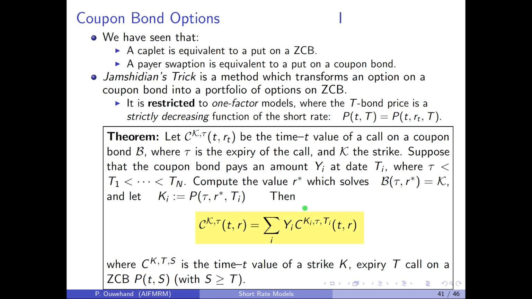In that case, we will show that the value of the call on the coupon bond is equal to a sum of call options on the Ti bonds. Here CKTS, using straight letters rather than curly letters, is the time t value of a call with strike K and expiry capital T on a zero coupon bond. So these are calls on zero coupon bonds where the strike is Ki and the maturity is tau, and the underlying asset is the Ti bond.